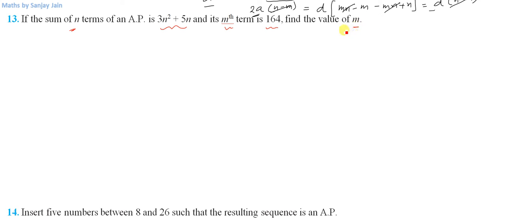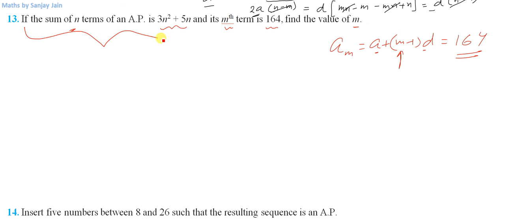The sum of n terms of an AP is 3n square plus 5n, and its mth term is 164. Find value of m. See, what is given is mth term, that is a plus m minus 1 into d. It is equal to 164, right? And we need to find value of m. That means values of a and d I will get using this information that is given in the question.